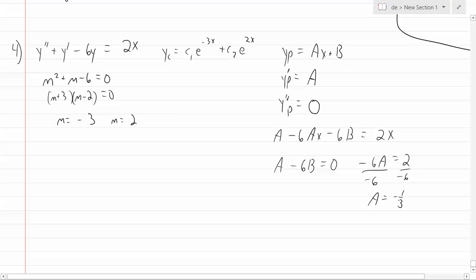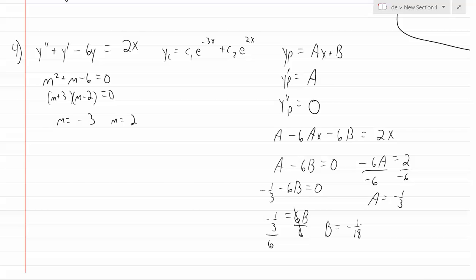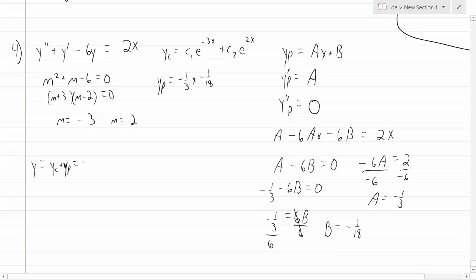So a equals -1/3, and b equals -1/18. So a was -1/3, b was -1/18. So that means that y sub p is equal to -1/3 x minus 1/18. So y, the solution, is equal to y sub c plus y sub p, which is equal to c sub 1 e to the -3x plus c sub 2 e to the 2x minus 1/3 x minus 1/18.